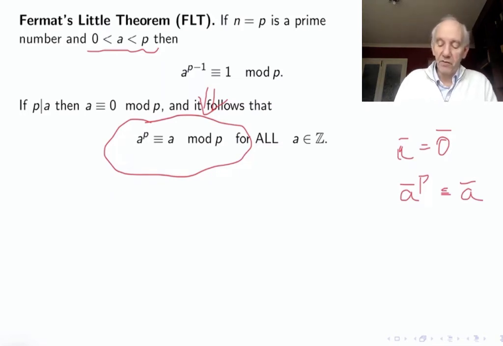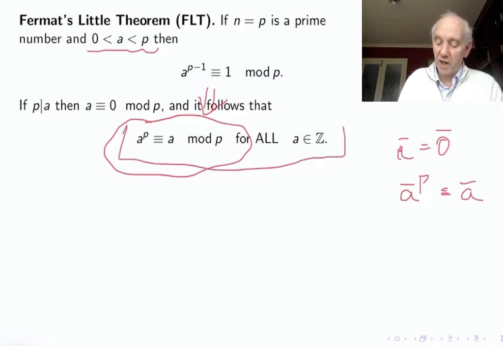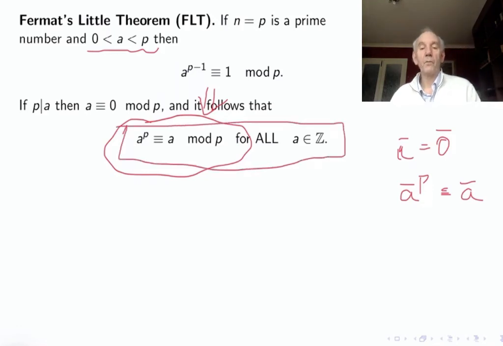So this is more universally true. This statement here is more universally true. It's true for any integer a. So that's a consequence of the group property. So it's an easy fact, but it's known as Fermat's little theorem.